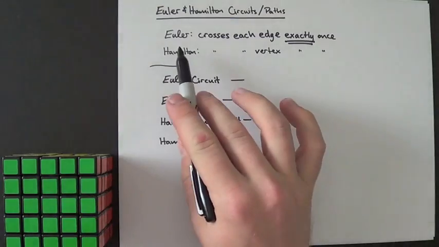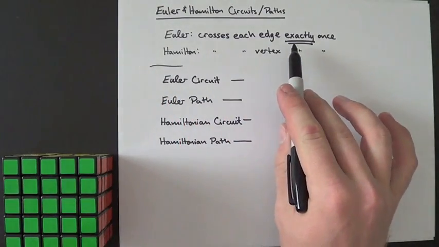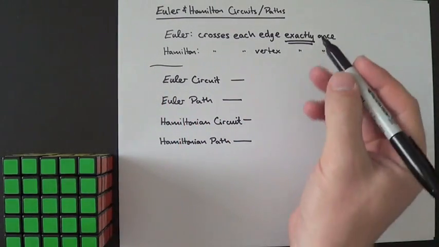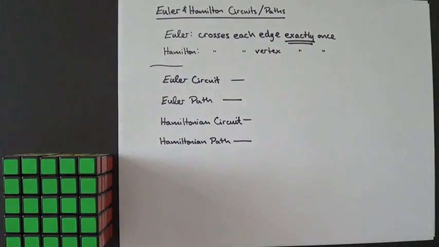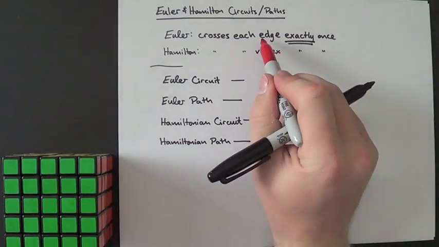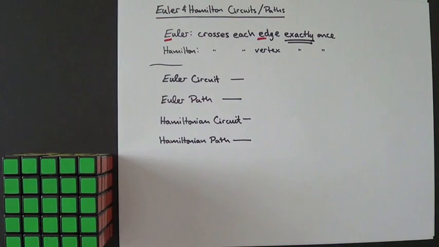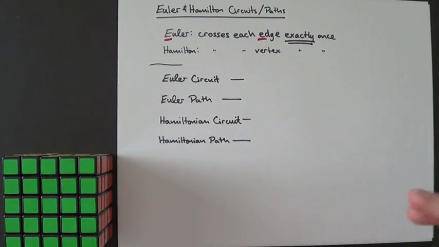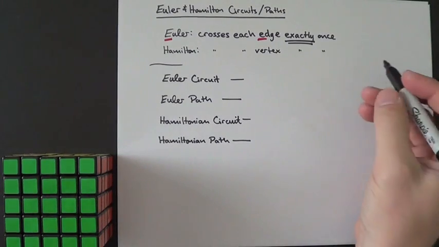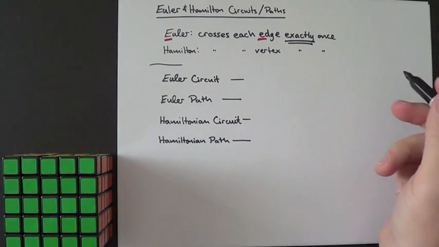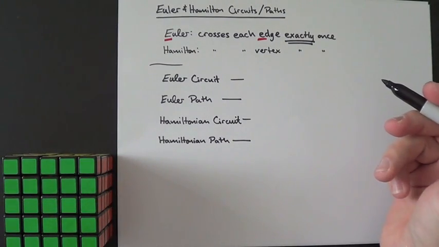First off, an Euler circuit or path will cross each edge exactly once. If it's helpful to remember, you can always remember Euler starts with an E, edge starts with an E. And then the Hamiltonian path or circuit will cross through each vertex exactly once. Key being the word exactly. In other words, it doesn't cross the same vertex more than once.